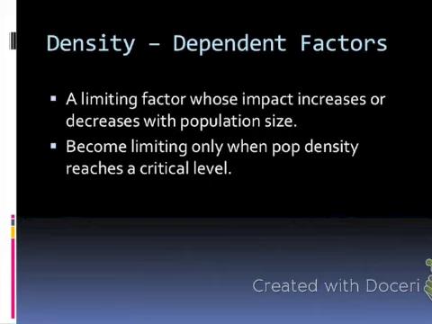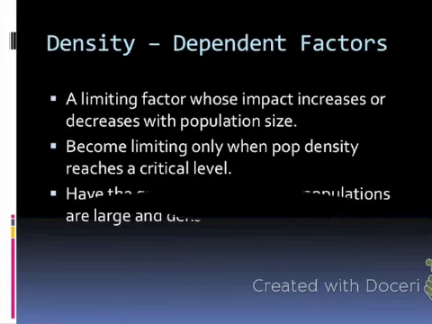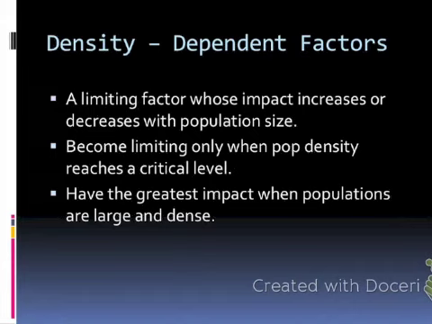As that population is growing on that exponential curve, when it's nice and slow, there's plenty of water, plenty of food. But as the population grows, this factor kicks in and starts limiting growth. These types of factors have the greatest impact when populations are large and dense. So the larger the population and the smaller the area that they live in, the greater the impact on our population.